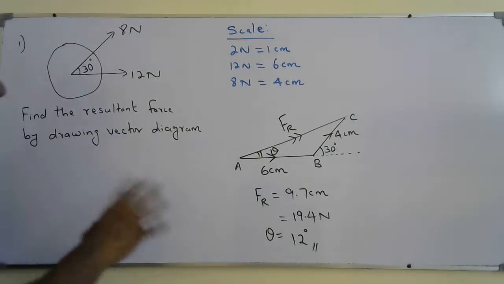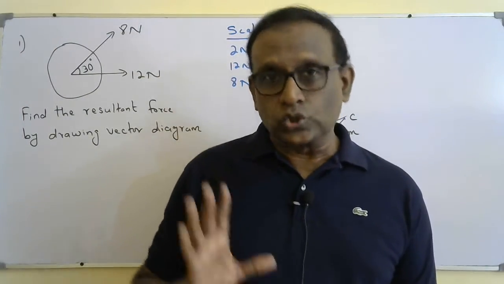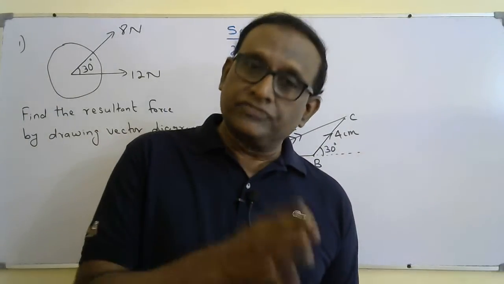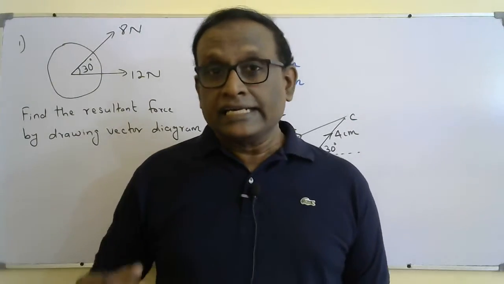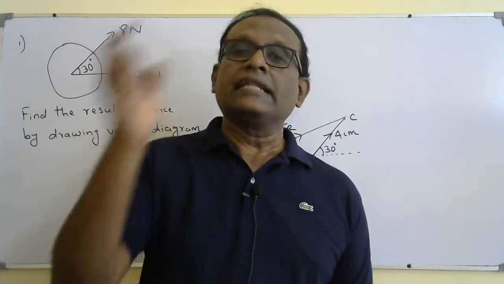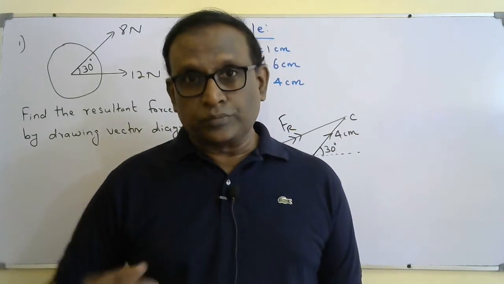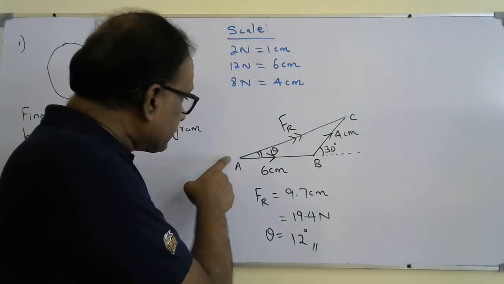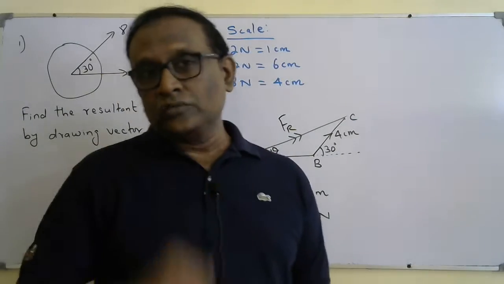So I drew this vector diagram based on the vector addition rule. The vector addition rule says the second vector should be started from the end of the first vector, the third should be started from the end of the second vector, and so on. Connect the most initial point and the final point. The direction of the resultant should be from the most initial point to the final point. That's the direction of the resultant force. We'll do more questions now.